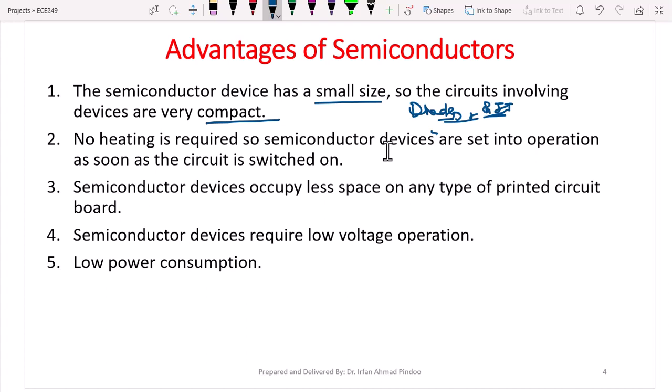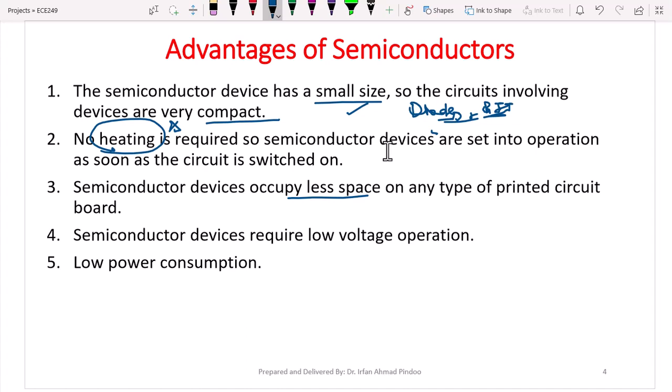Like we were using the tubes that time, and those tubes required heating so that we may turn them on. But once we have semiconductors, such a concept is not required, because all we need is just the voltage to turn on the devices. Then semiconductors occupy very less space, and that is logical because the size is very small. So if we talk in terms of printed circuit boards that we have currently in all the electronic gadgets, you can have a lot of devices available on a given board.